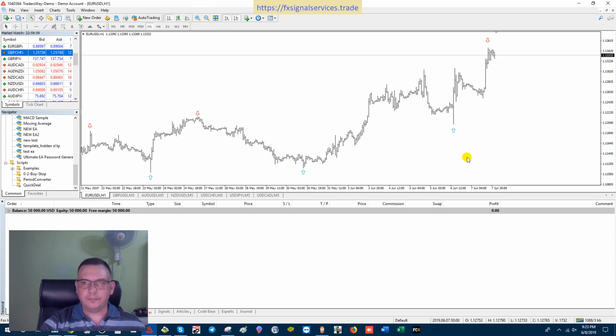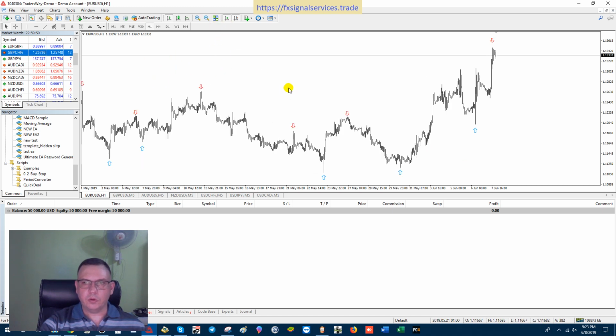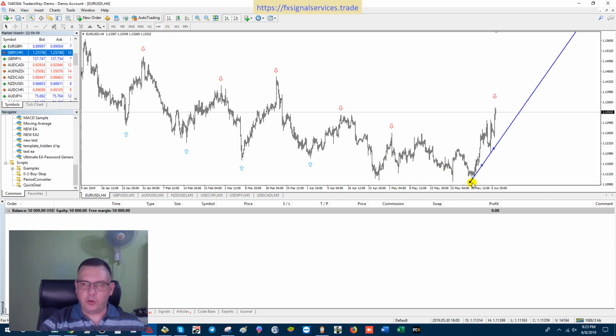Furthermore, if you look on the 1 hour, I'm going to zoom in a bit here. We see sort of an uptrend, and I'm going to draw a trend line right here. We have almost 4 points that touch and form a perfect uptrend. Even on the 4 hour chart, we still see a nice uptrend.